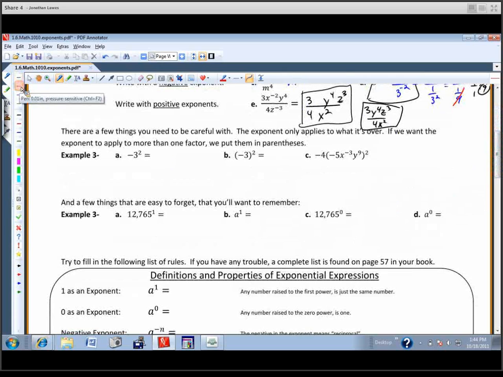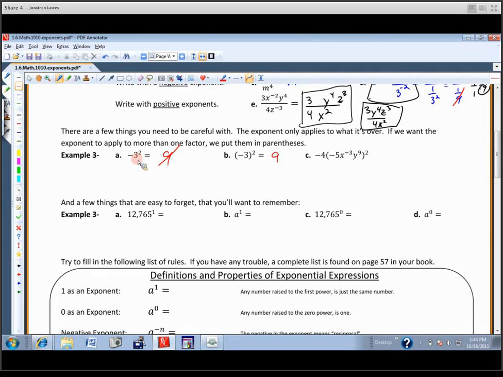All right. I do want to point out a couple things that people typically make mistakes with. So let's take a look at this one here. Negative 3 squared. So if somebody just said, hey, what's negative 3 squared? Most people would say that the answer to that is 9, but it's not. Negative 3 squared, the answer to that one is 9.